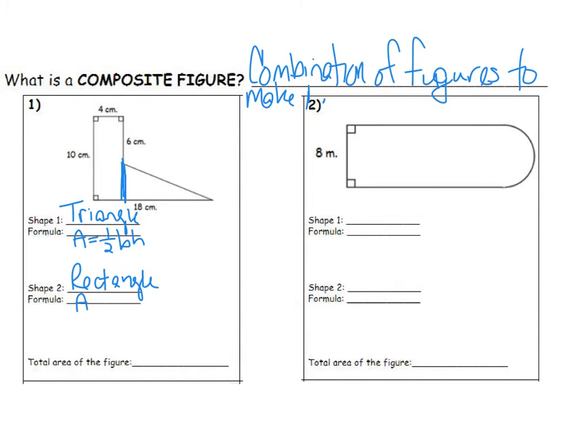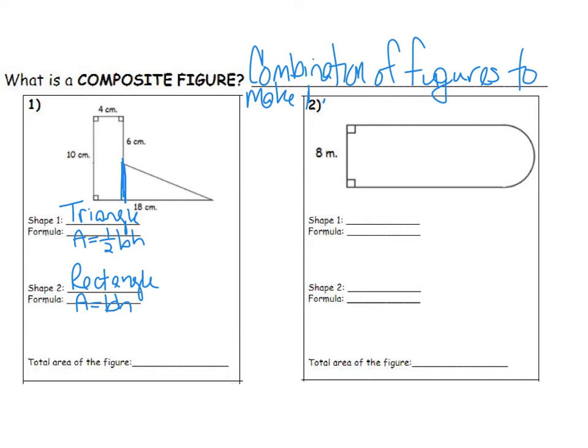And that would be area is equal to base and height. Okay, did anybody see 2 different shapes? Come on, I saw your paper, so yes, you had 2 different shapes. What did you have?